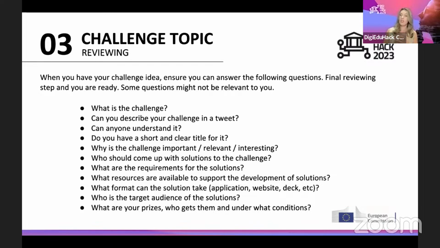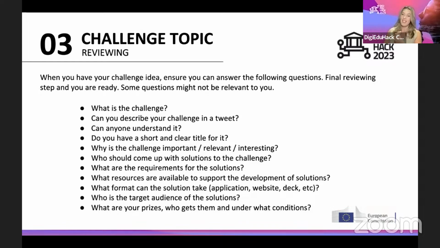Who are you inviting? Is it students? Is it teachers? Is it researchers? Who do you want to invite to come up with solutions? Are there any requirements? Do the people need to have any specific tech knowledge, or do they need to be from a certain university if you're only focusing on a certain class or university or so on?